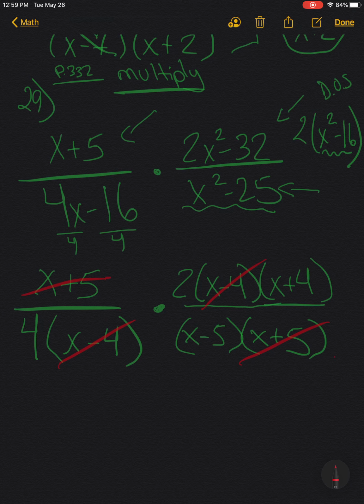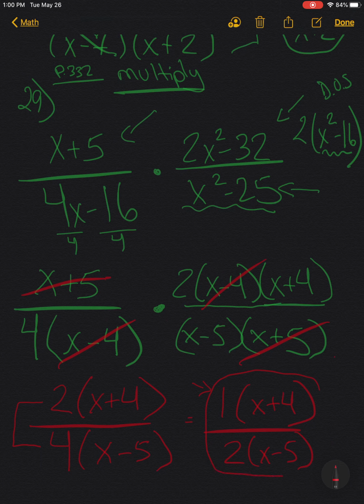So I'm going to just write now what's left over. The 2 is left on the top with an x plus 4. And the 4 is left on the bottom with an x minus 5. So I still have to reduce here because 2 over 4 is the same as saying 1/2. So that would be 1 times x plus 4 over 2 times x minus 5 because I reduced that fraction. Also keep in mind that you don't need to write that 1. I just wrote it there so you don't get yourself confused. But that's it. That is your final answer.